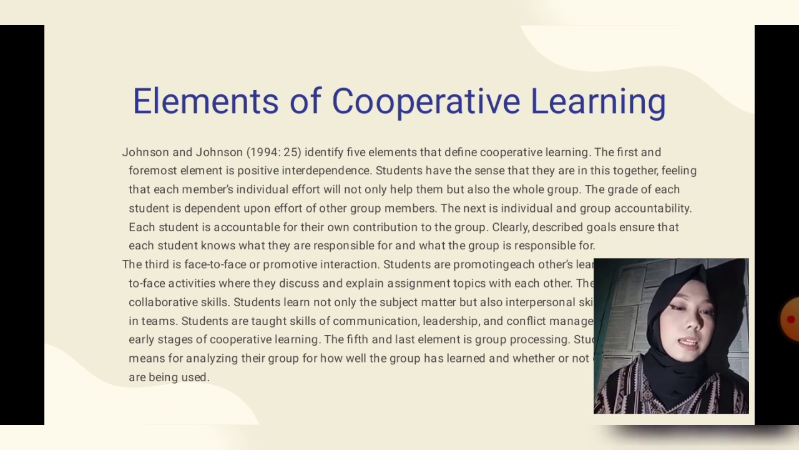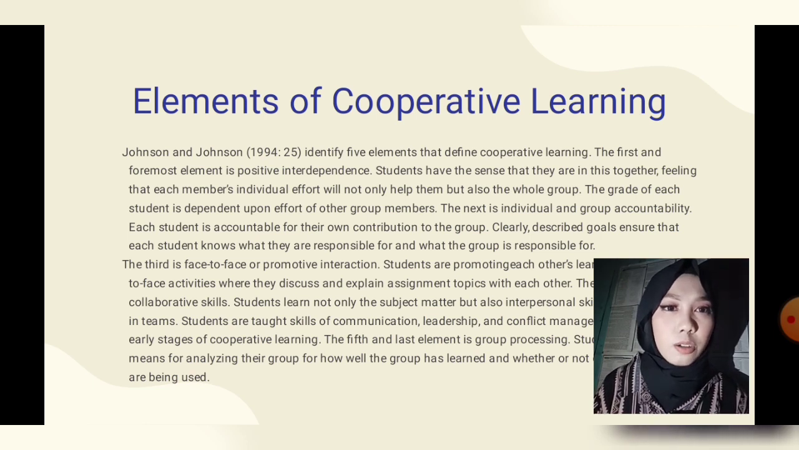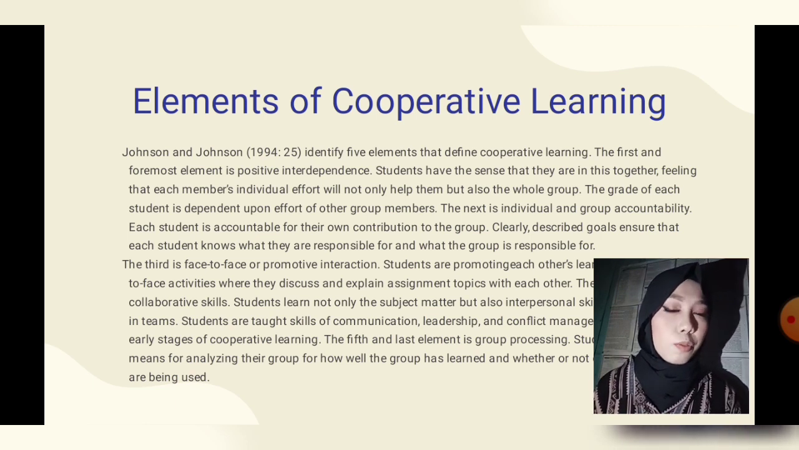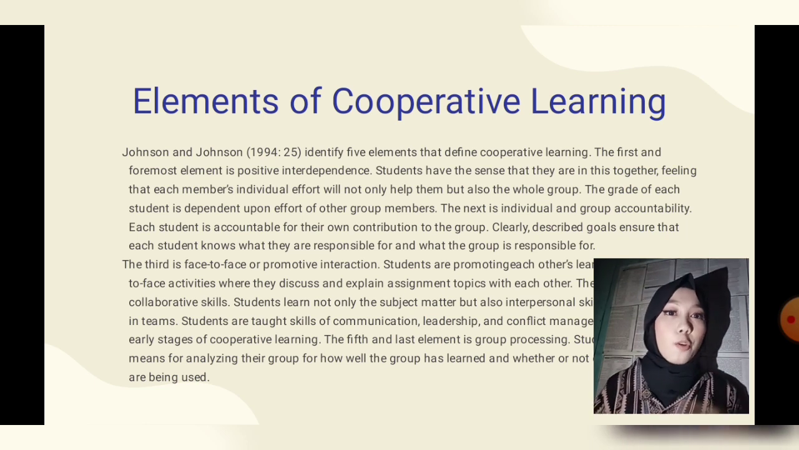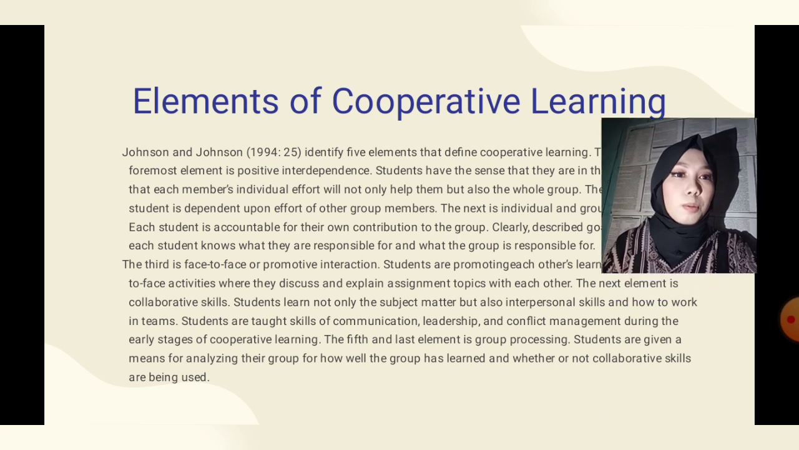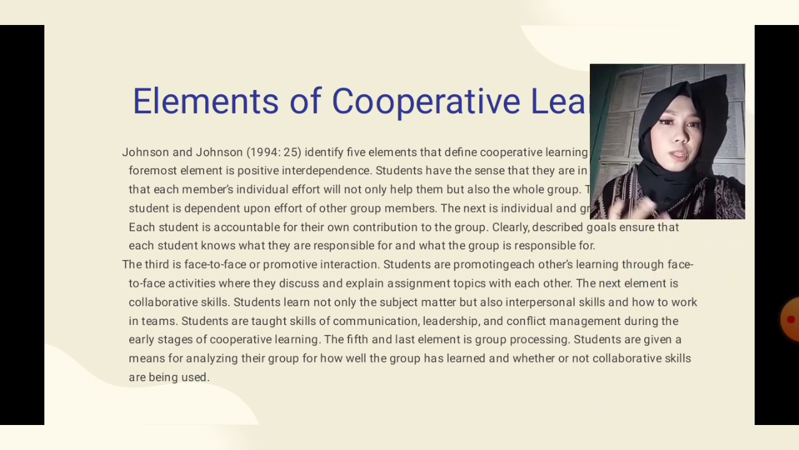The next is individual and group accountability. Each student is accountable for their own contribution to the group. Clearly described goals ensure that each student knows what they are responsible for and what the group is responsible for. The third is face-to-face or promotive interaction. Students promote each other, learning through the face-to-face activities where they discuss and explain assignment topic with each other.